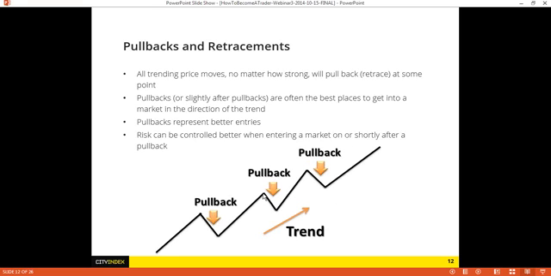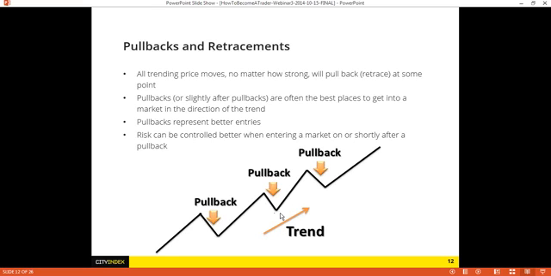But let's say it hits this high here. I'm not going to go long there because I don't know. I don't know if it's probably going to pull back. If it's been rising that strongly, it's probably going to pull back. So if it pulls back and then it starts turning back up in the direction of the trend, then that is a potential indicator for me to get into a long trade.